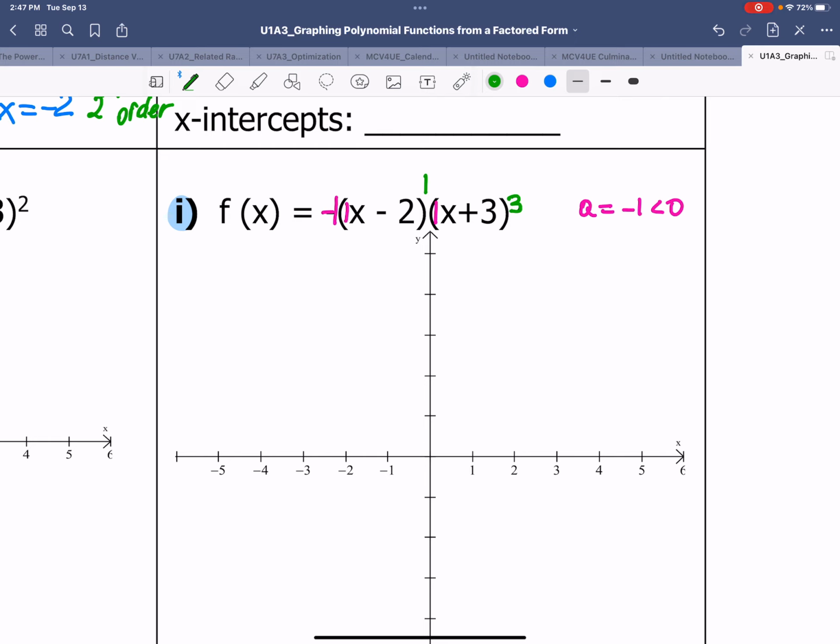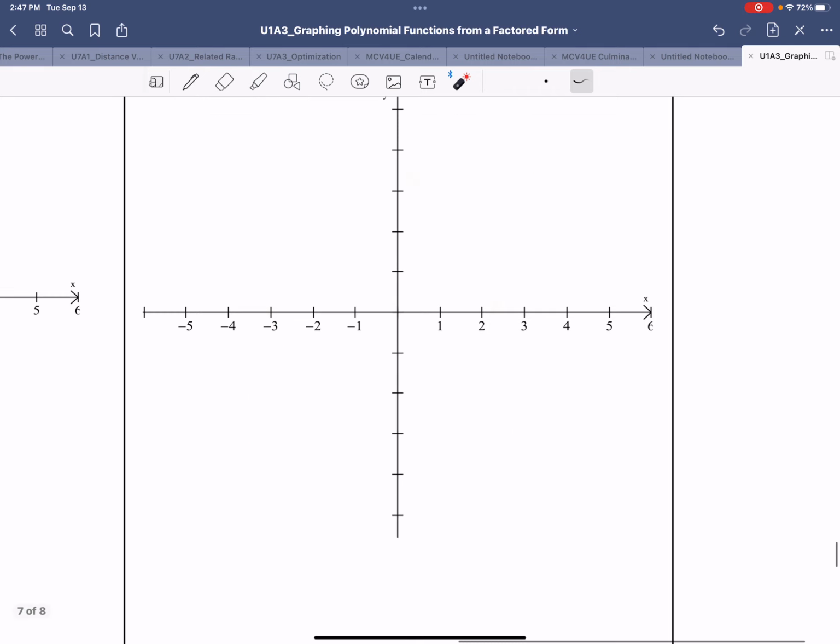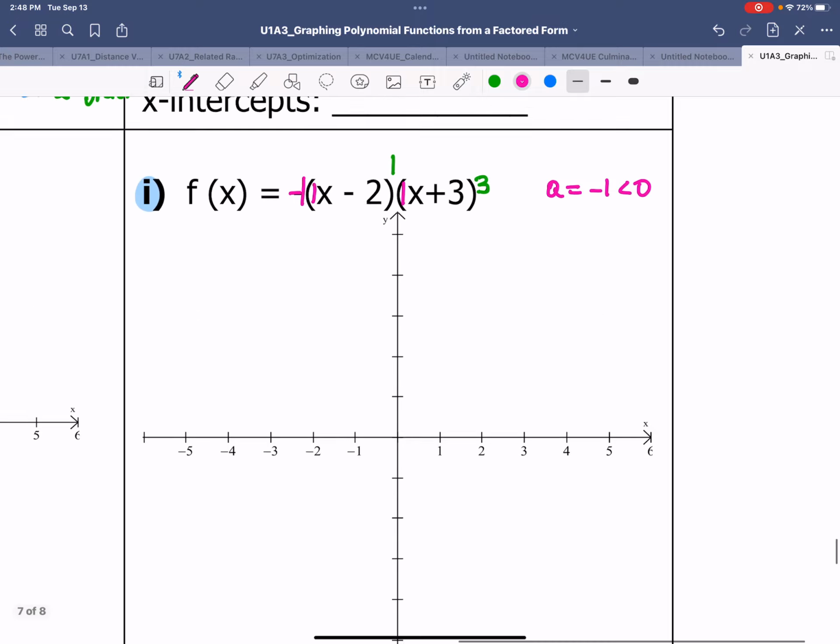So a parabola that opens down would look like this, which means that the ends of the graph will be in quadrants 3 and 4. So I'm going to mark that here. So our graph will be quadrant 3, quadrant 4.